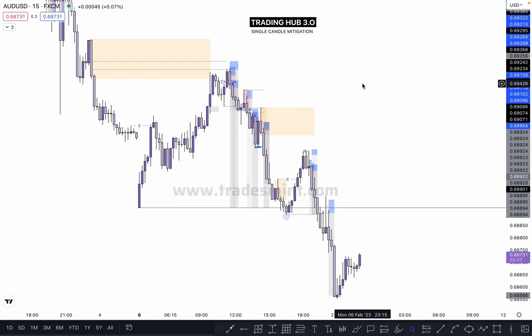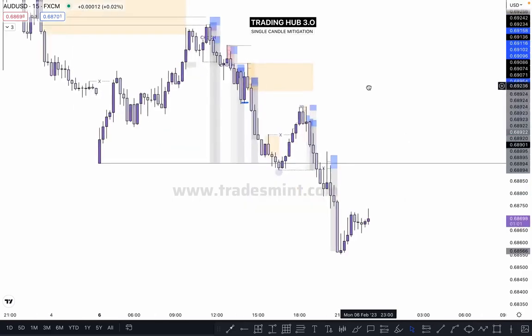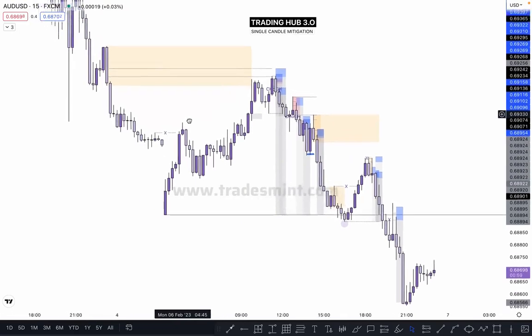And always remember one more thing: price must take out the previous candle high or low, and then wait for candle closure. Then, on the next candle open, switch to a lower time frame, refine a 1-minute order block, and take entry, buy or sell, right? If you want to see some more examples, you can backtest on your chart.